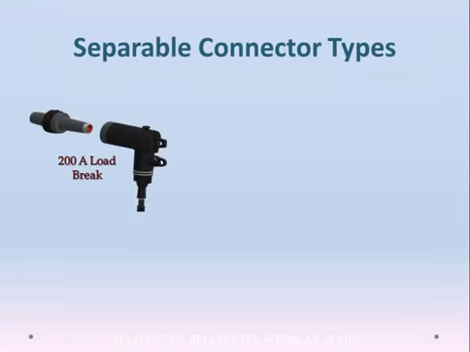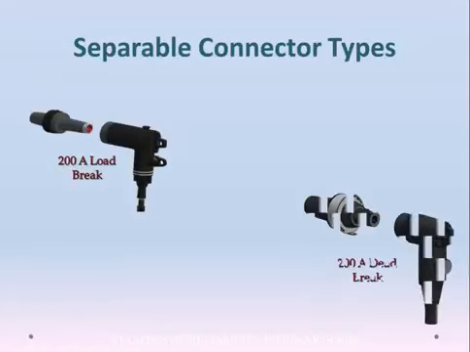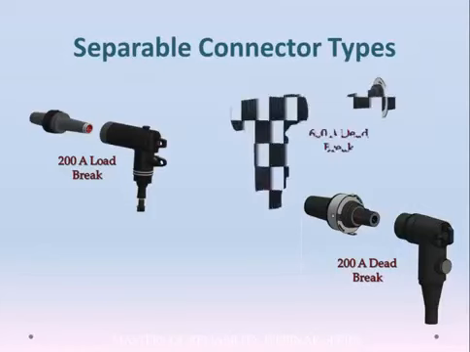So the separable connector types, the first type that I'm mentioning here is the 200 amp load break, because most people are most familiar with this. But the reality is the 200 amp dead break system was really the first, the forerunner of all separable connectors. And the differences between the two of these: one you can make and break under load, on the left side, the load break one, and the dead break one, the circuit has to be completely de-energized. Since these two systems are very, very similar, I'm going to treat them going forward as one group.